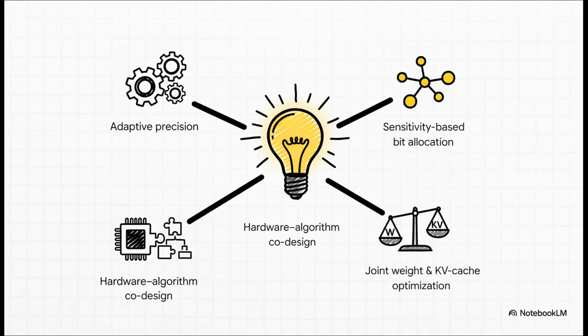So where is the real innovation headed? It's not just about another 4-bit model. It's about much deeper, cooler ideas. I mean, think about models that can change their own precision on the fly, or algorithms that can intelligently give more bits to the most important parts of the model's brain. We're talking about designing the hardware and the software together from the ground up, and finally solving that exploding KV cache problem. This is the real cutting edge.